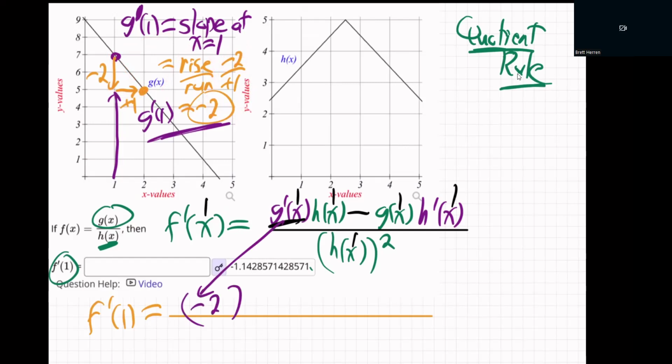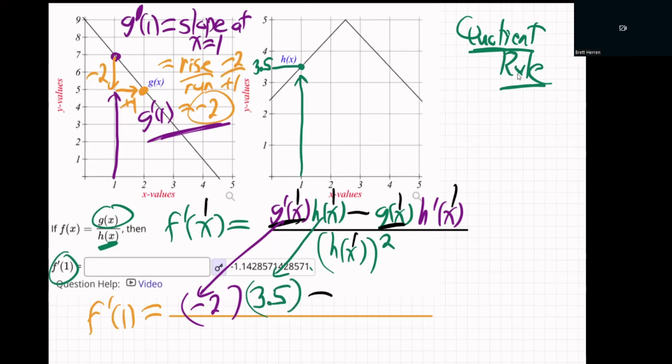What comes next? H of 1. Now that's not h prime. We'll get to h prime in a minute. That's just h of 1. I go to the h function now. I go to 1 and I go up and say, how high up is that? That looks like it's at 3.5. H of 1 means the height of the h graph at 1.